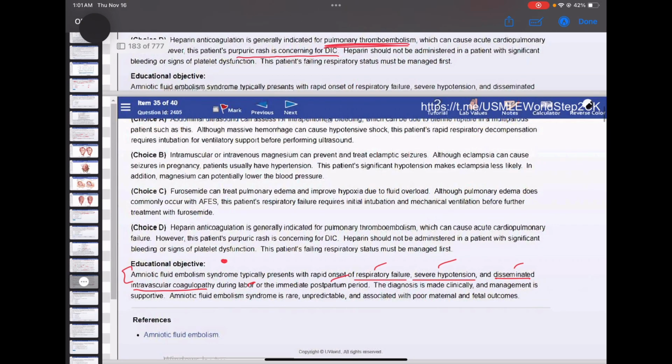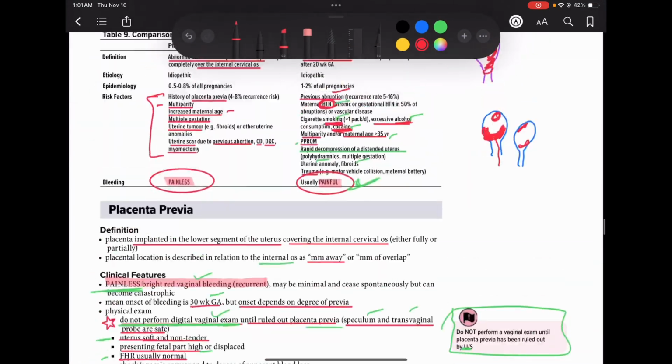This is it for the antepartum hemorrhage.